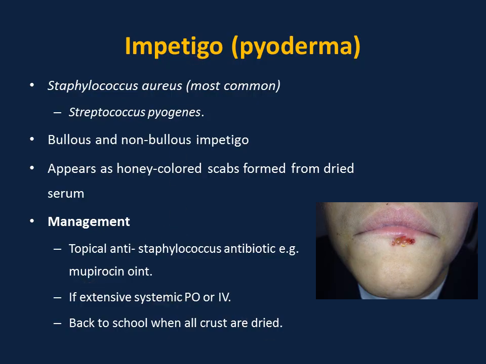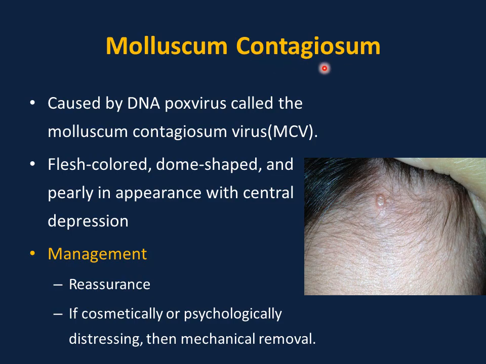glomerulonephritis. Molluscum contagiosum, from the name it is contagious, caused by DNA pox virus called the Molluscum contagiosum virus. It presents with flesh colored, as you see here, dome shaped and pearly appearance with central depression or umbilication. It can be single or multiple in many areas of the body. It is highly contagious, should be covered to prevent the spread of infection to others.